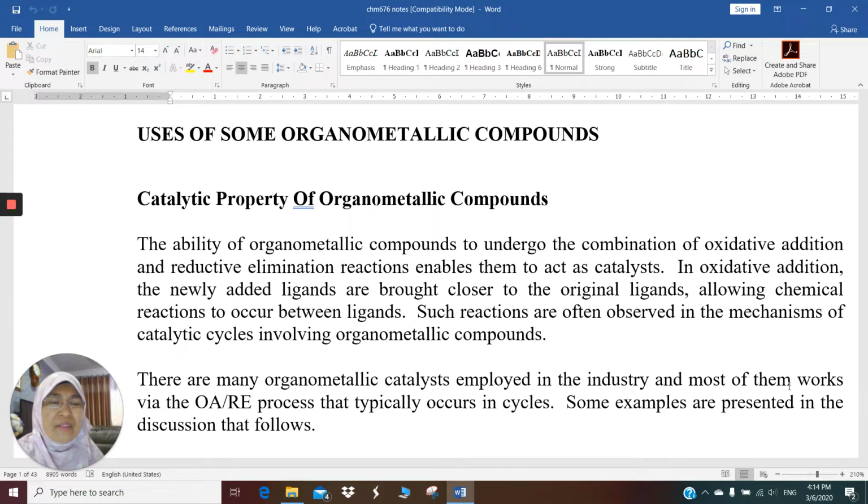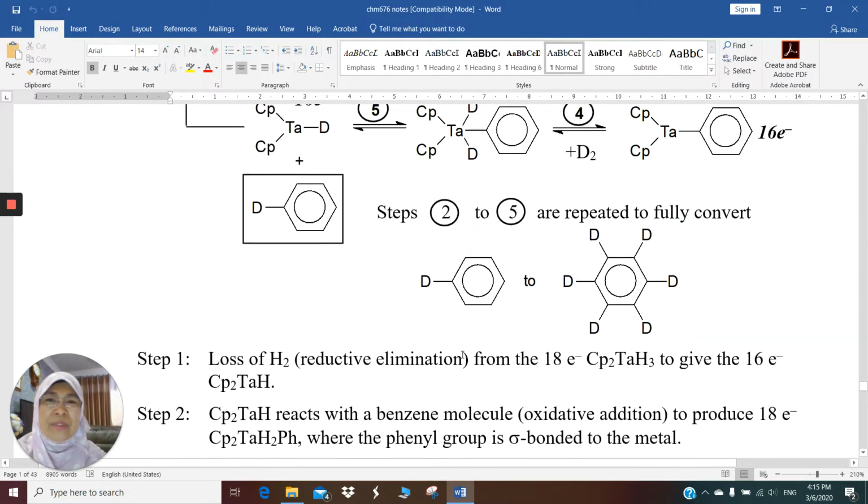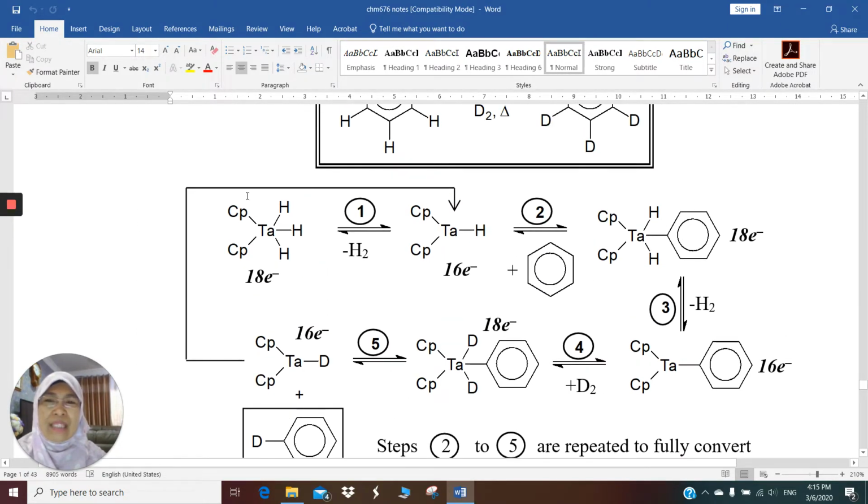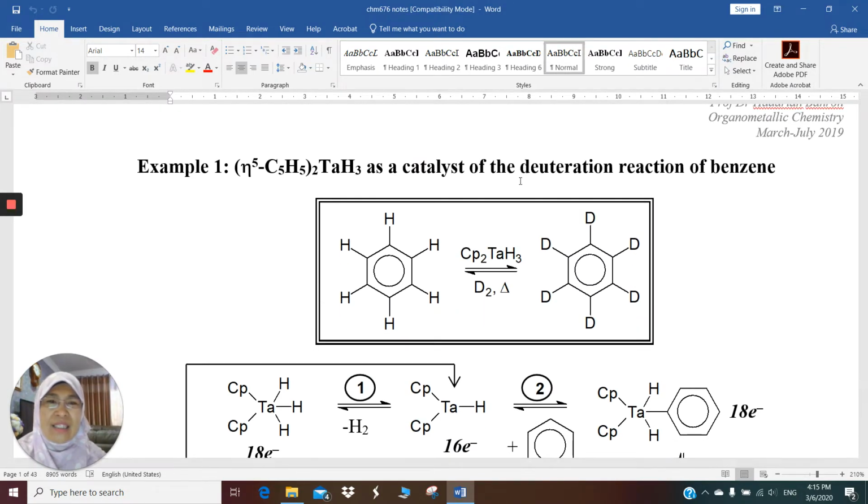Now, if you can imagine that the compounds are buses, you get one reactant going up. So recall what Dr. Nizam explained to you last time on the deuteration of benzene. Benzene goes up onto the tantalum reaction. Here it is. Let me scroll down. There you go. First of all, this is the deuteration reaction of benzene using this compound where it has 1 tantalum, 3 hydride, and 2 cyclopentadienyl.